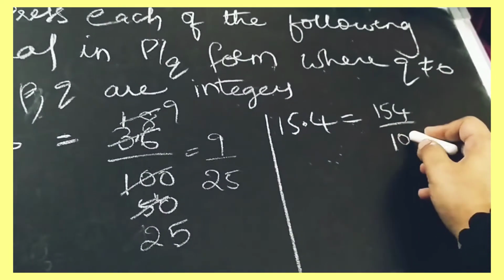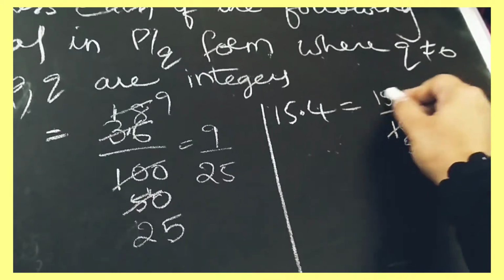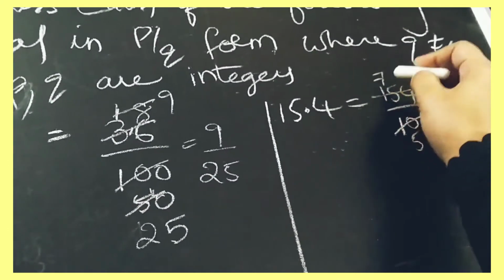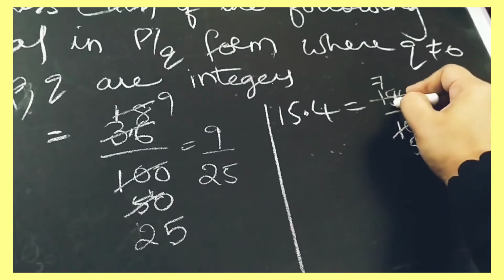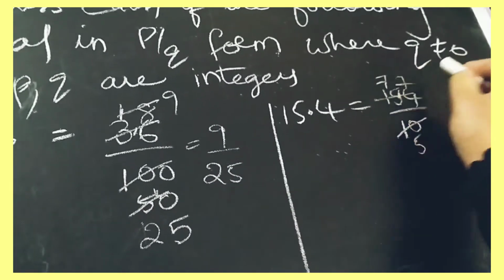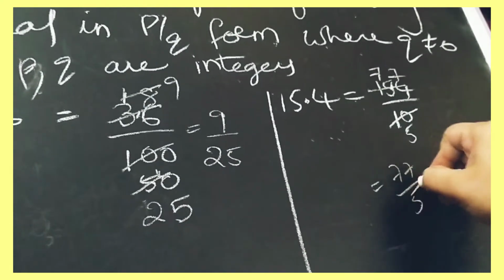Here again I am taking 2 5s are 10, 2 7s are 14, so 15 is there now, so 1 I am writing here and making this 4 as 14. Again 2 7s are 14, it is 77 by 5.